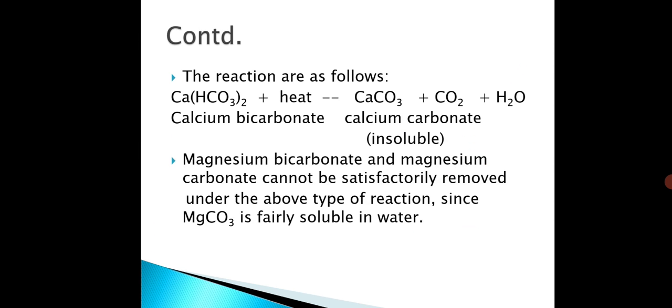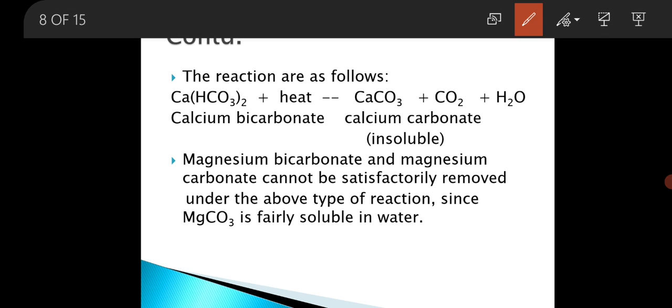See the chemical reaction. This is the calcium bicarbonate. When heat is applied, it will form calcium carbonate, which is insoluble in water, and it will settle down in the settling tank. And carbon dioxide is formed, which goes out.